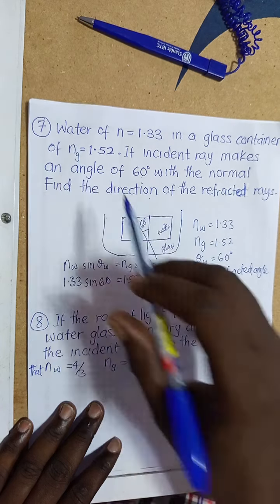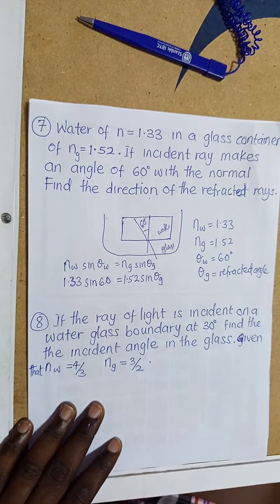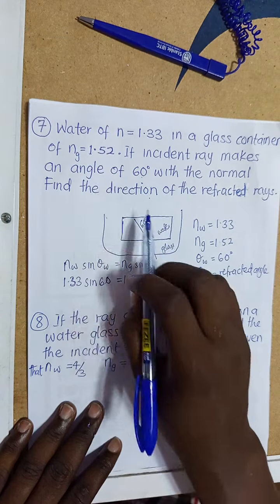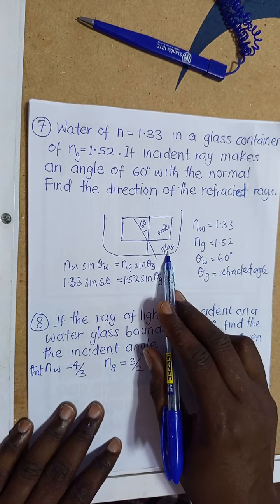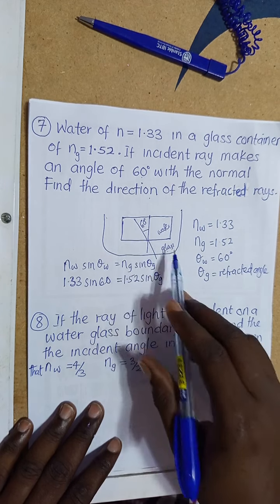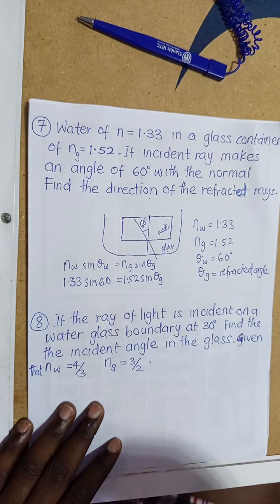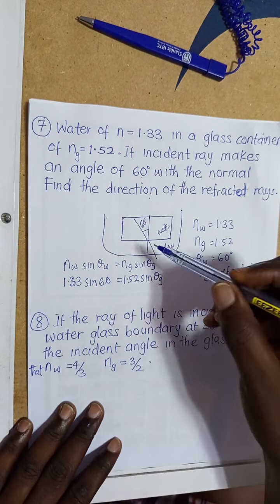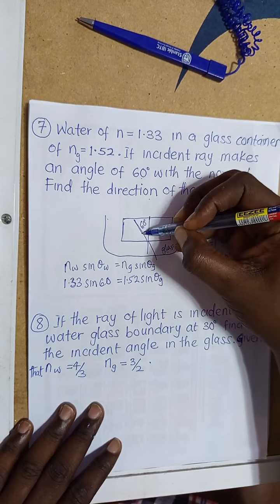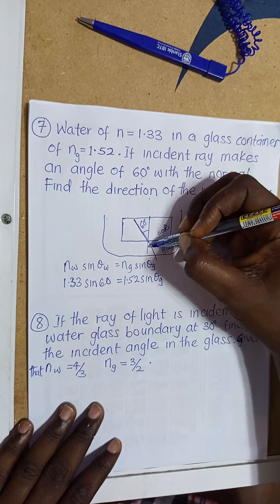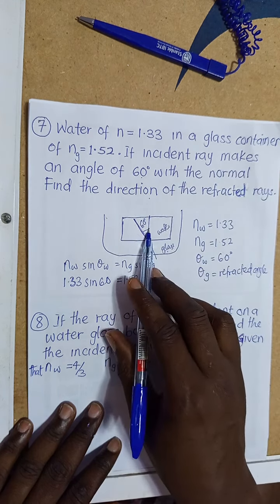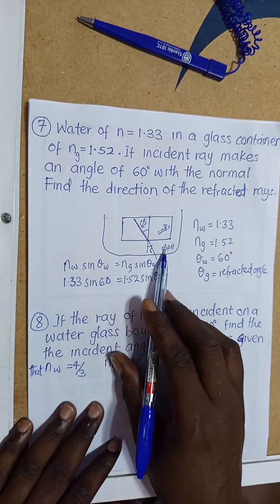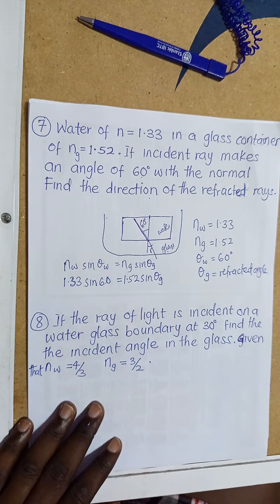So the water is lesser. That means it's coming from a less dense medium to a denser medium. More or less like water will float on the glass, and glass will go down. So the incident ray will be made on the water first before it enters the glass, because glass is denser, so it will be below, while water is less dense, it will be above.